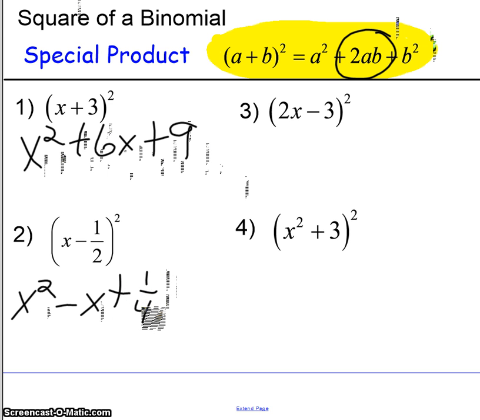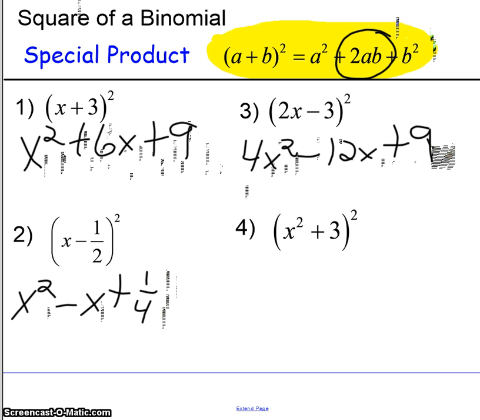Problem 3. 2x squared gives me 4x squared. First term squared. Multiply the 2 terms together and then double it. So 2x times negative 3 is negative 6x. Doubled is negative 12x. Negative 3 squared is positive 9.